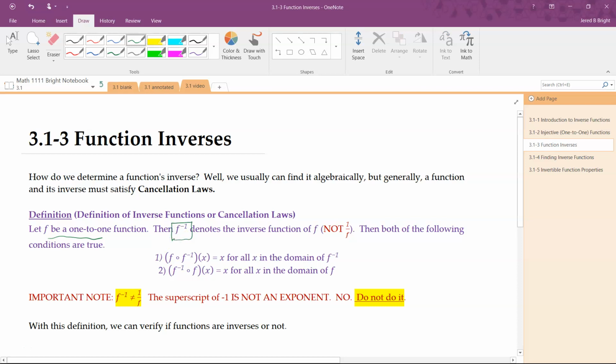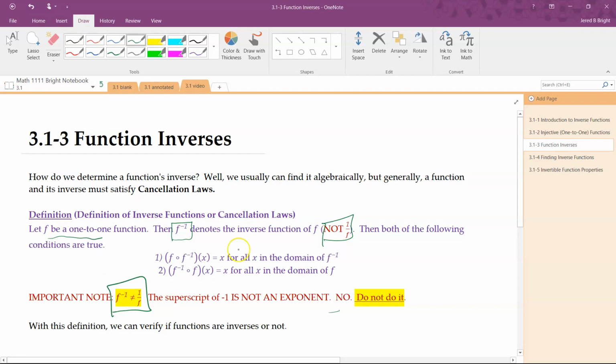Now, I have to stress this. You'll see it here and then down here too. Normally superscripts mean exponents. But when we're talking about functions, superscripts are not exponents. Particularly, the -1 superscript does not mean 1 over. So do not do this. I see it happen all the time. That's why I'm stressing it.